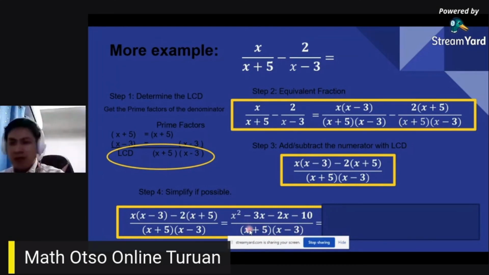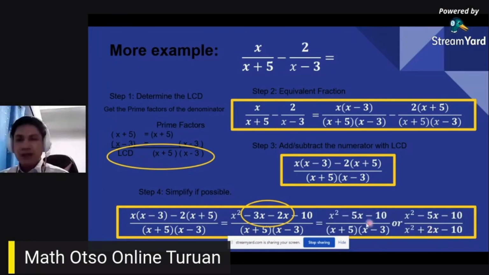And then look for similar. Ayan ang similar natin, negative 3x tsaka negative 2x. So pagsamahin, dahil parehas negative, that is negative 5x. So we have here x squared minus 5x minus 10 all over x plus 5 at x minus 3. Guys, remember, itong numerator, hindi na siya factorable. Kaya, this is now the final answer. Or, yung nasa denominator na LCD, pwede mong i-multiply pa. FOIL method. So, the answer will be x squared minus 5x minus 10 all over x squared plus 2x minus 10. Ayan.